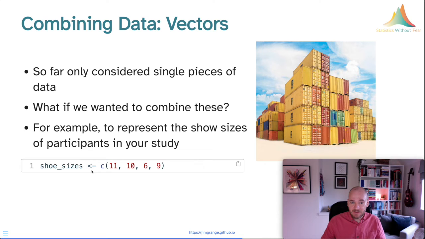We use the assignment character because we're creating a variable. And then we use this new function, which is c. c stands for combine. We want to combine these data elements into a single object. So we would type c and then open brackets, and then we would type the different data elements into this vector. In this case, we've got 4 participants and they had shoe sizes of 11, 10, 6, and 9. They're all included within the parentheses, so they're all being combined together into a single variable which represents our shoe sizes. Notice that we're separating the elements that go into the vector by commas.